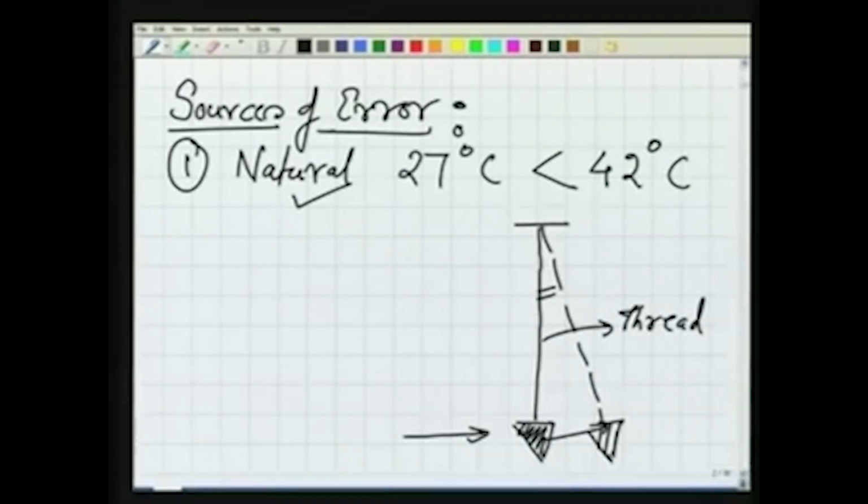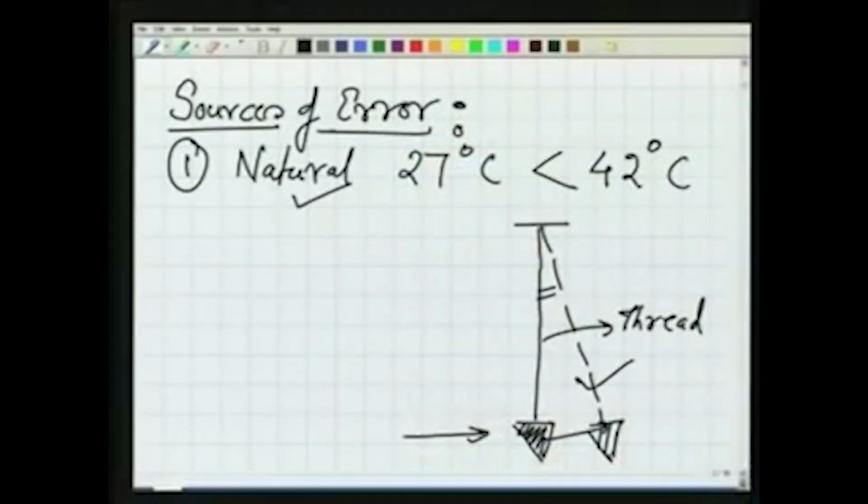So we are not able to measure the exact perpendicular or vertical direction, the direction of gravity. Rather we are measuring something else. So again nature is playing a role here. Whenever we take measurements, we have sources of errors which are because of nature.